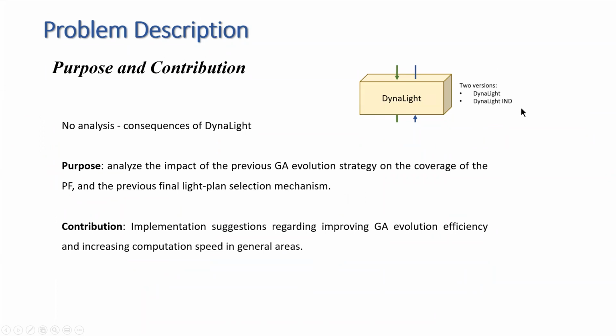So the purpose of this paper is to analyze the impact of the previous genetic algorithm strategy on these 2 aspects. And by comparing the advantages and disadvantages of these 2 versions, this paper also contributes to some implementation suggestions about the genetic efficiency and computation speed in general areas.